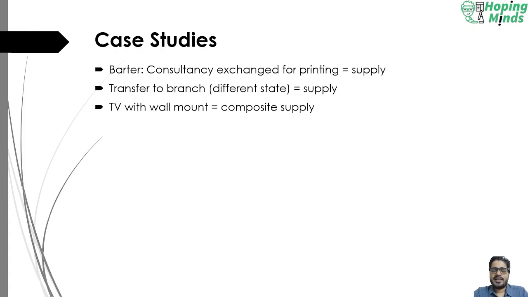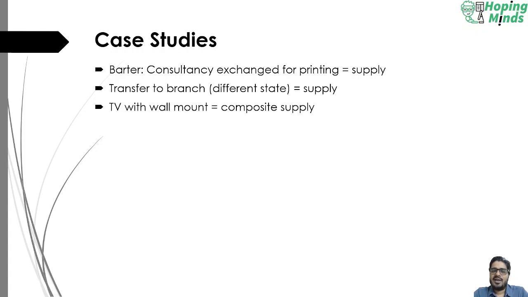Next, let us take an example of transfer to branch. Goods sent from Kolkata factory to Chennai branch, both the factory and the branch are separately registered under the GST and hence taxable as per Schedule 1.